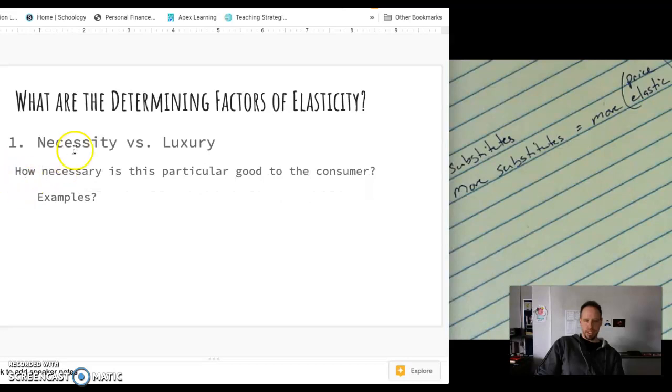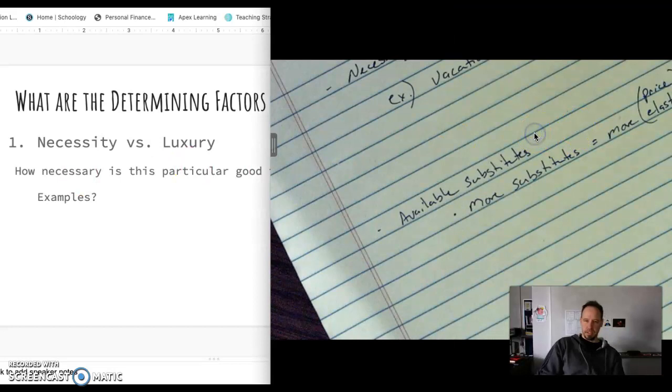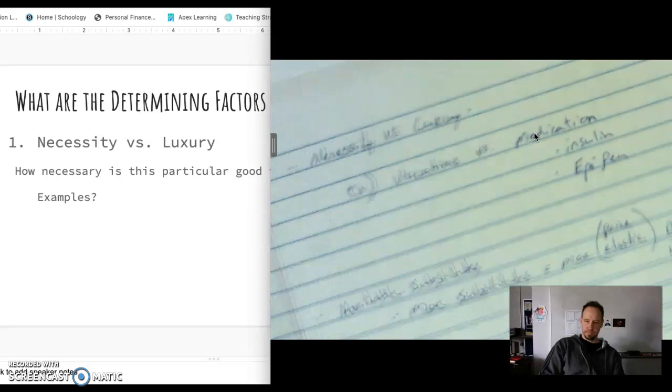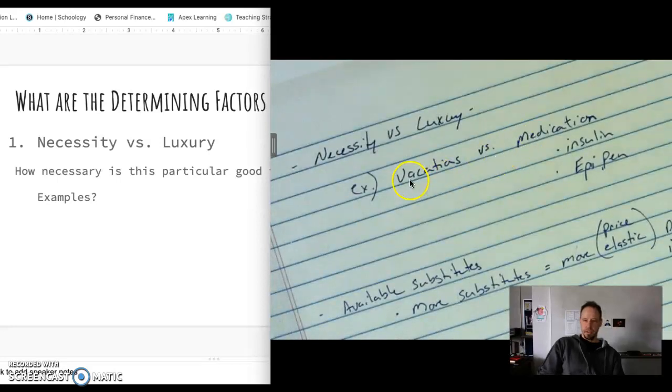So the first factor, and we're going to talk about four of them here, is this idea of necessity versus a luxury. So whether or not this good is a necessity or a luxury to a consumer is going to impact how elastic consumers' demand is, or how responsive they will be to a price change. And if you think about it in terms of a couple examples: vacations versus medication.